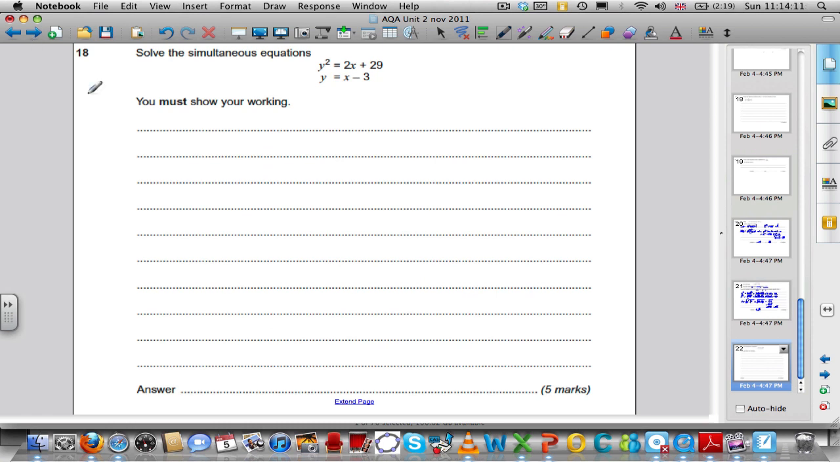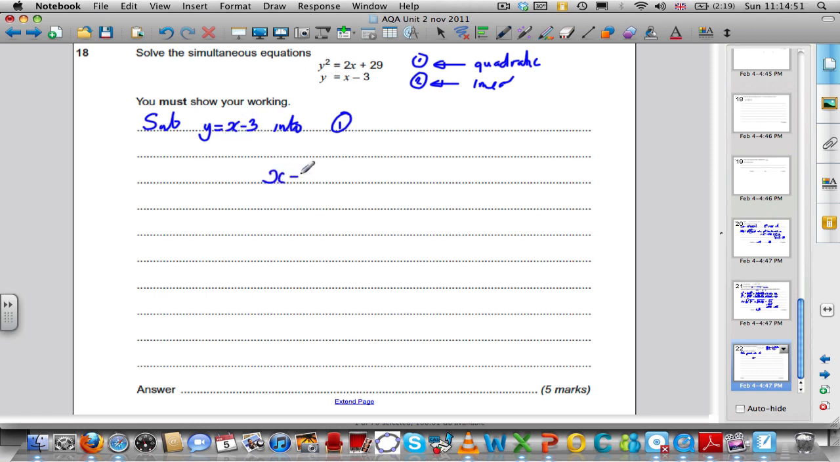Okay, question 18, the last one. Solve the simultaneous equations. Y squared is 2x plus 29, equation 1, and y equals x minus 3, equation 2. This one's quadratic because it's got a y squared in it. That's quadratic and that's linear. When you're solving a quadratic and linear, easiest thing to do is by substitution. So I'm going to substitute y is x minus 3 into equation 1. So where I see y, I put x minus 3 instead.